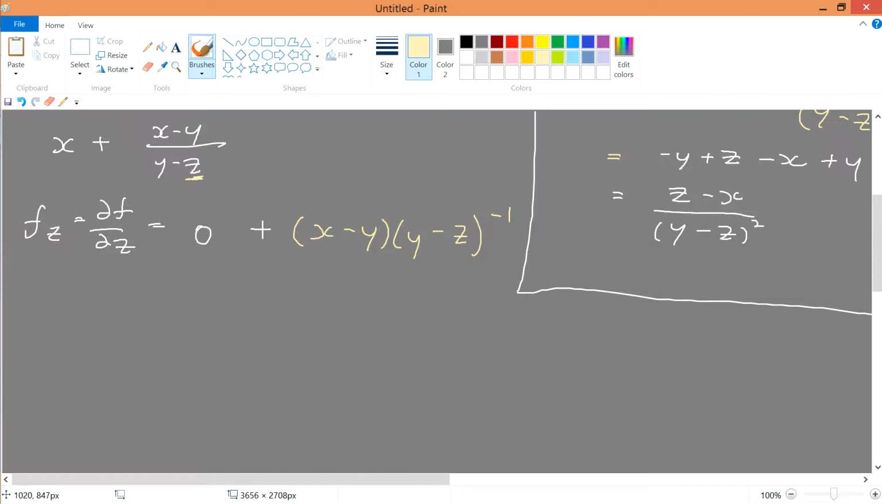So if I differentiate in terms of z, what I would have is minus 1 times x minus y. So you're actually treating this as a constant, so you keep this all the way, and then y minus z to the power of minus 2. And then you differentiate the inner one. I believe you have understood the differentiation, the product rule and chain rule.